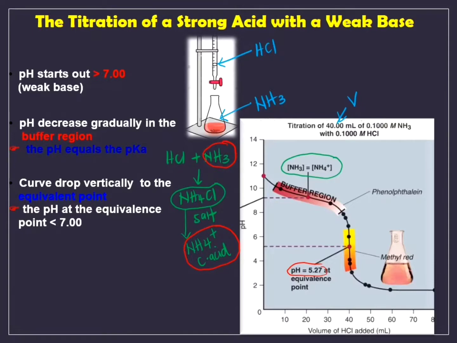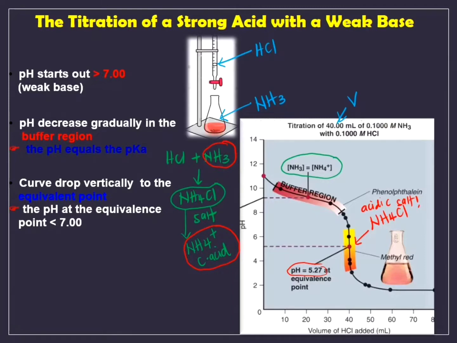So remember, at equivalent point, apa yang berlaku kelas? At equivalent point, no more acid left, no more base left. Only salt sahaja yang tinggal. So salt kita adalah NH4Cl. Kalau awak masih ingat, NH4Cl adalah acidic salt. Okay, so acidic salt, the pH should less than 7. Nampak? So sebab tu pH yang kita ada kat sini kurang daripada 7.